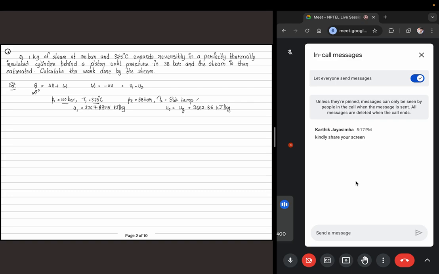We have the values of U1 and U2, so you can directly calculate the work done from there. The mass is also given as 1 kilogram, so I'm just ignoring that. You can just multiply with 1. So your work done will be U1 minus U2. I'm just ignoring the mass term for now. So you have kilojoule.